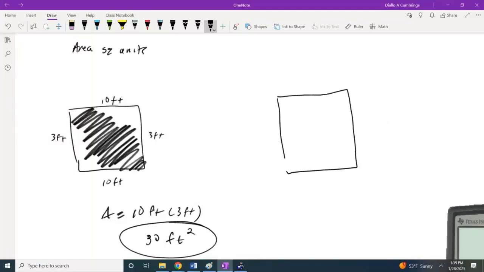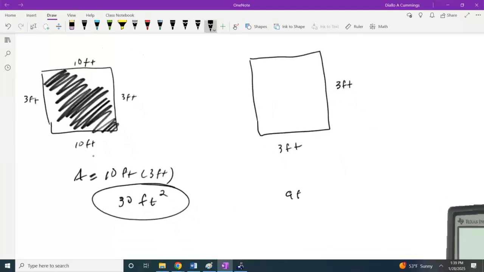So let's just say that this is 3 feet and this is 3 feet, right? So how many square feet would this be? 9 square feet, right? 3 feet is how many yards? 1, right? So 3 feet is 1 yard. How many square yards would this be? Well, I'm multiplying. So 1 times 1 is 1 square yard.